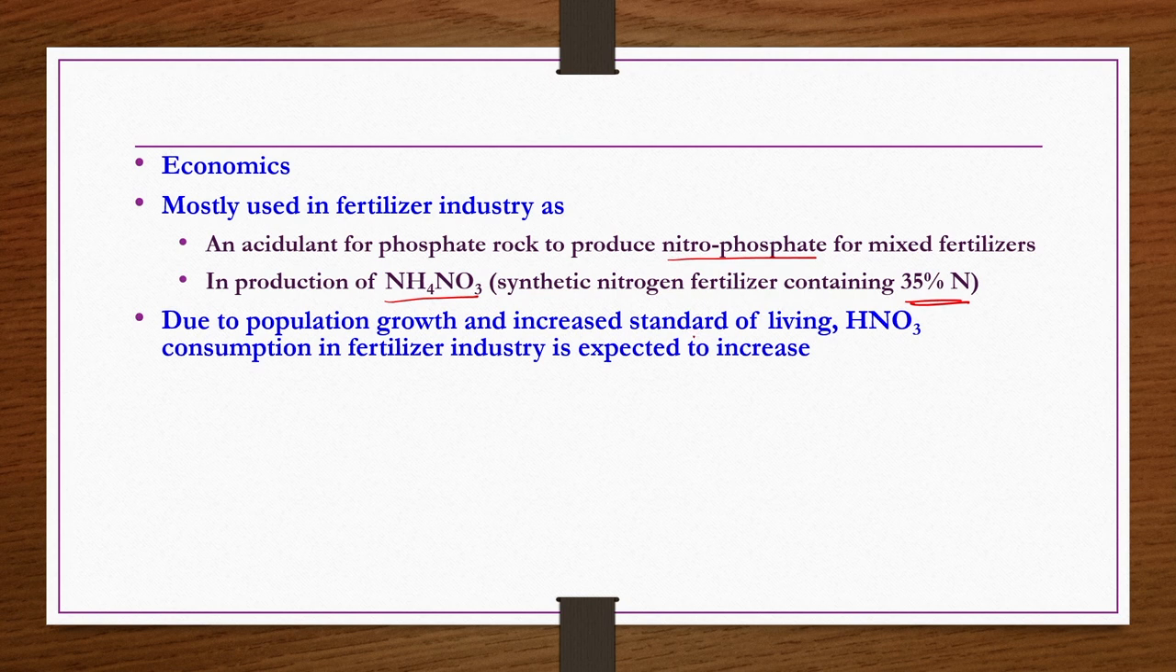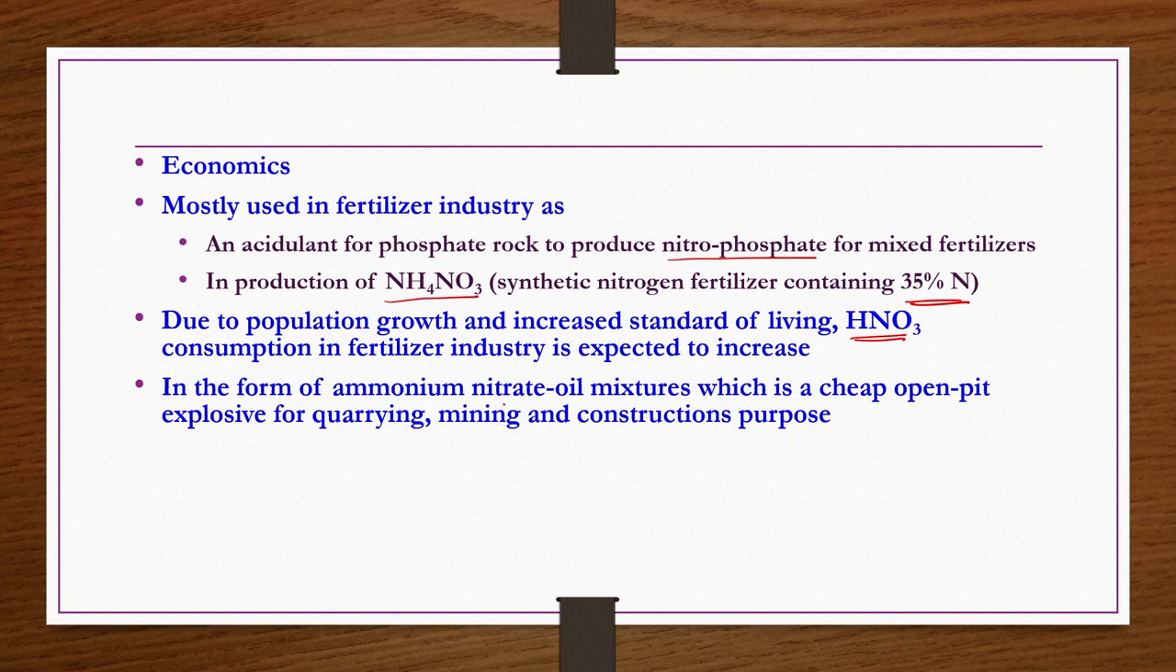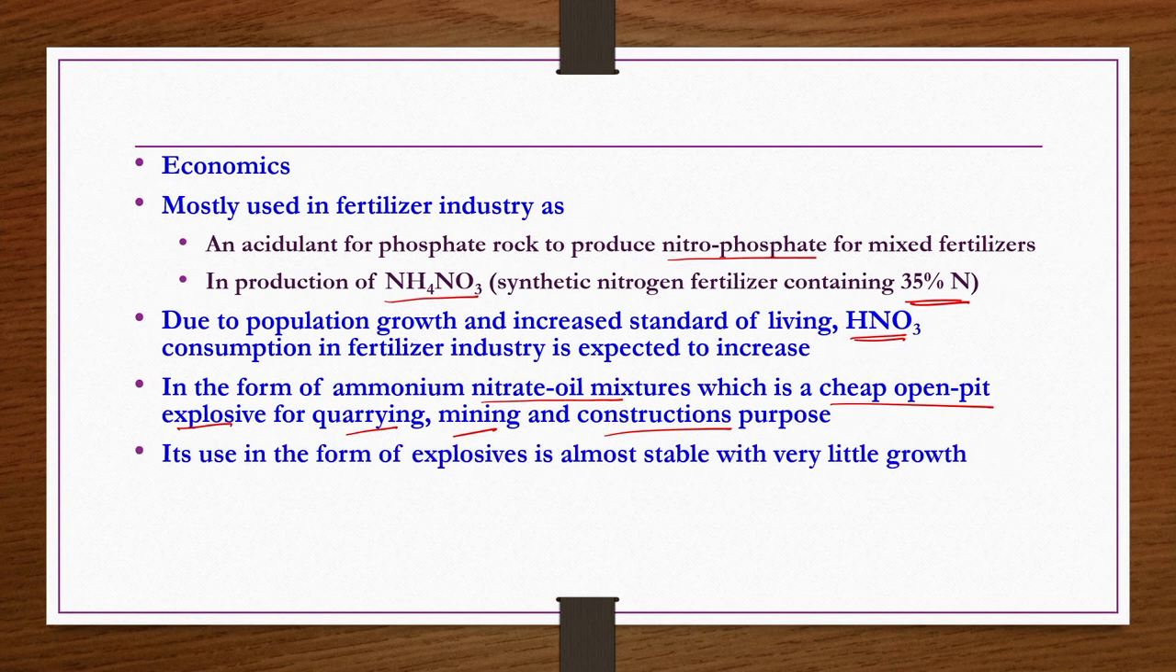Due to population growth and an increased standard of living, HNO3 consumption in the fertilizer industry is expected to increase anyway. It is also used in the form of ammonium nitrate oil mixtures, which is a cheap open pit explosive for quarrying, mining and construction purposes. For mining and some construction purposes, you may often need to use explosives. So ammonium nitrate and oil mixtures are economical explosive sources. Its use in the form of explosives is almost stable with very little growth, because almost like saturation has come.